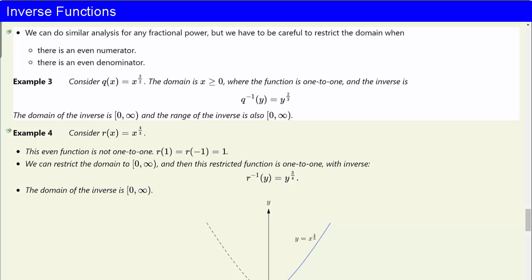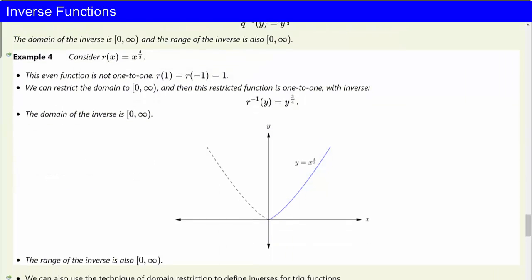On this domain, the function is 1 to 1 and well defined, and the inverse is, of course, q inverse of y equals y to the 2/3 power. The domain of the inverse is the range of q, which is the interval 0 to infinity including 0. And the range of the inverse is the domain of q, which is also that same interval.